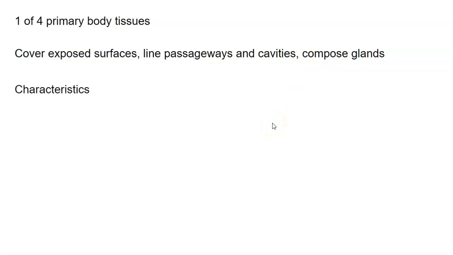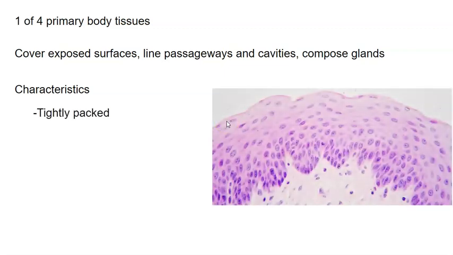Let's look at some of the characteristics of epithelial tissue. They're tightly packed. Here's a picture showing some epithelium. Notice that these cells are close together. The purple is the nucleus and the pink is the cytoplasm. So there's very little intercellular space here. There's not a lot of space in between the cells.